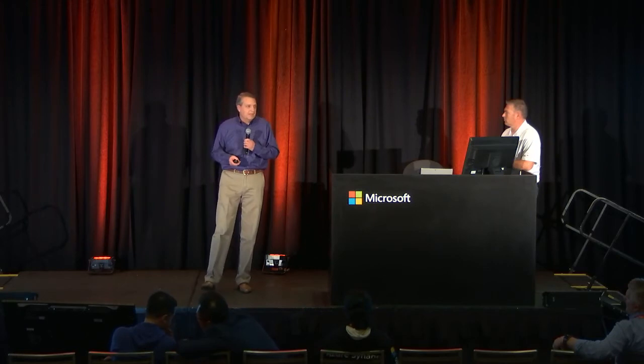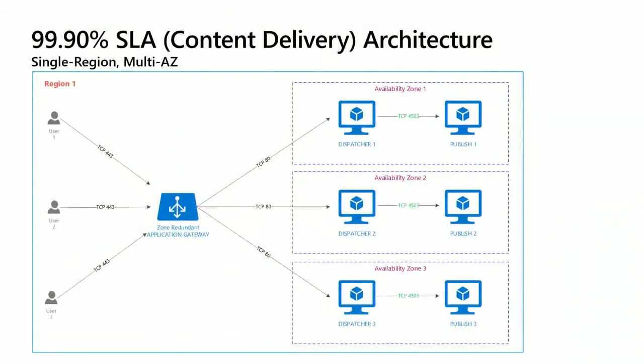So let's take a look at the second one, the 99.9. Single region, but we have multiple AZs. In each AZ, we put out a publisher dispatcher pair, and then we front all of that with an application gateway for load balancing and distributing the load across all of the AZs. Some other things that the application gateway does for us, which we really like, is the SSL offload. So the SSL is all taken care of at that point. And it also provides us URL-based routing, so that based on the request, we can route the traffic more effectively to the back-end services.